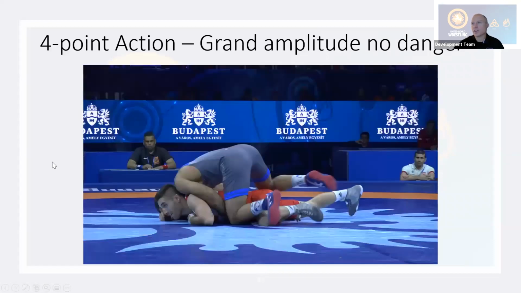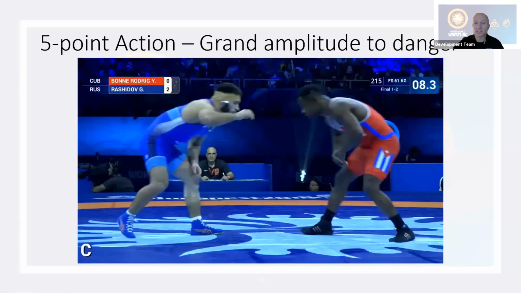The next part here is the 5-point actions. 5-point actions, this is grand amplitude to danger. So you have to have both situations here. It has to be considered grand amplitude, and they have to go to danger. So we're going to see a couple of situations here. Here's one from the standing position in freestyle as well.